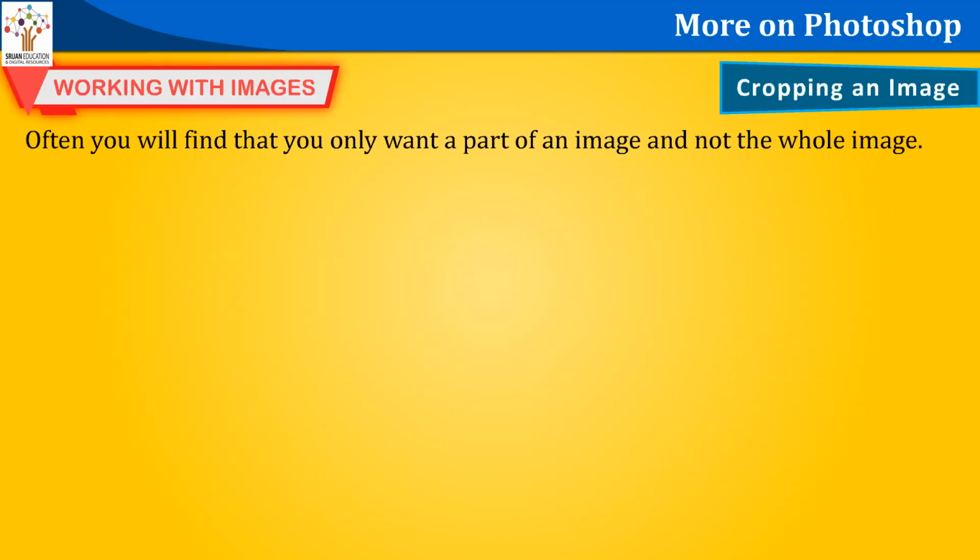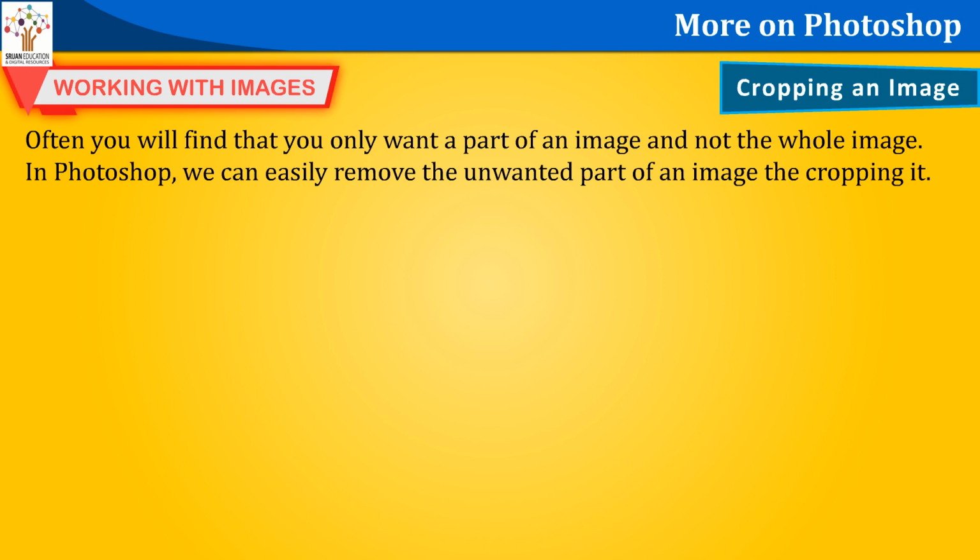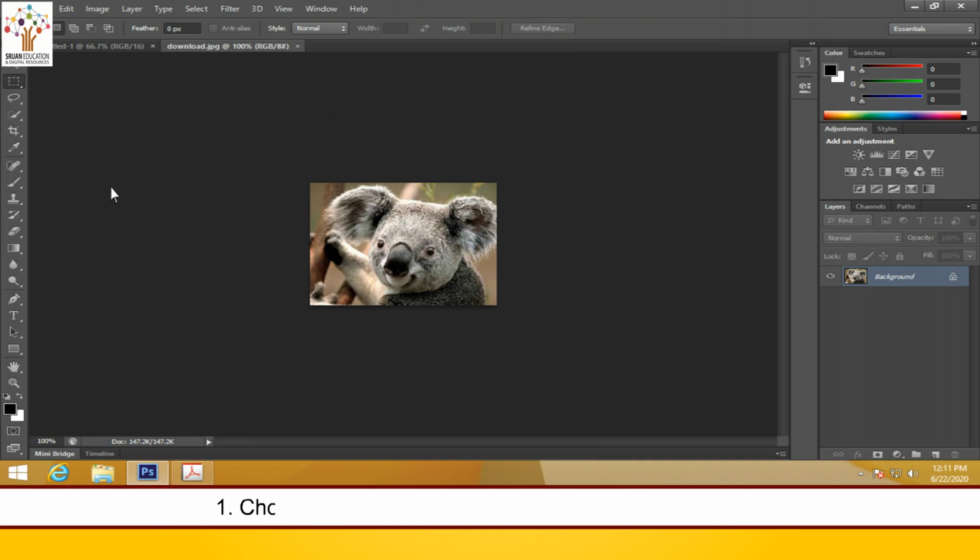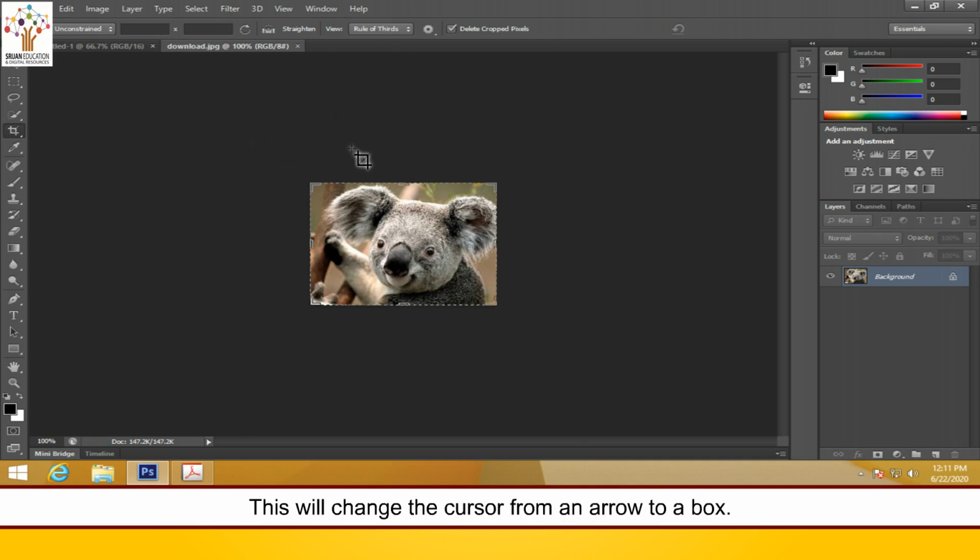Cropping an image. Often you will find that you only want a part of an image and not the whole image. In Photoshop, we can easily remove the unwanted part of an image by cropping it. Follow the given steps to crop your image. Choose the Crop tool from the Photoshop toolbar. This will change the cursor from an arrow to a box.